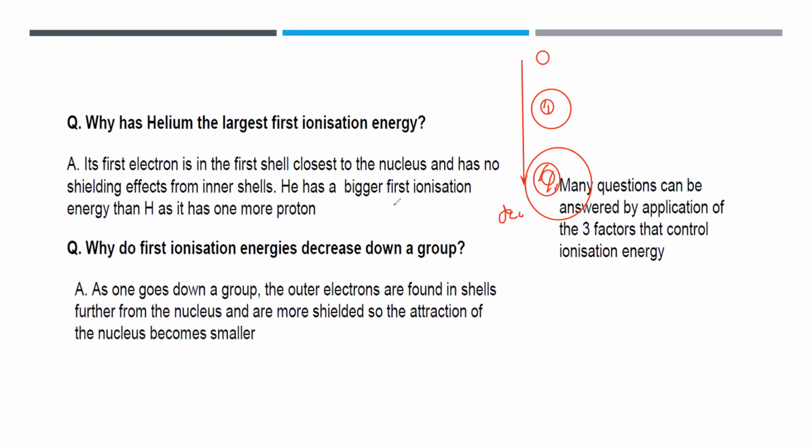Is it clear? If a question asks why helium's ionization energy is higher than other elements or hydrogen, you can mention the distance between the nucleus and electron and the no shielding effect. And why does first ionization energy decrease down the group? Because of the greater number of shells, electrons are far away from the nucleus, and there is greater shielding effect. That's why they will have lower ionization energy.